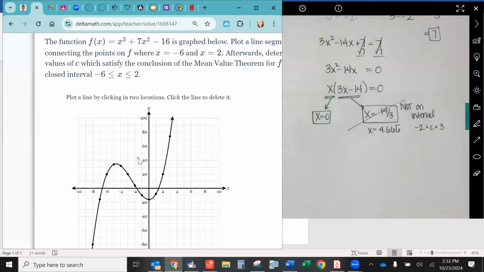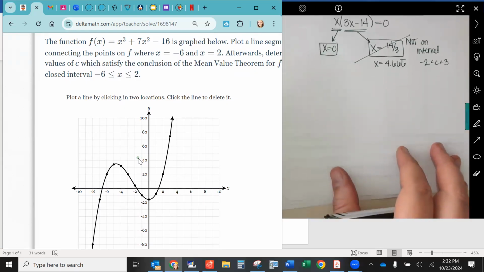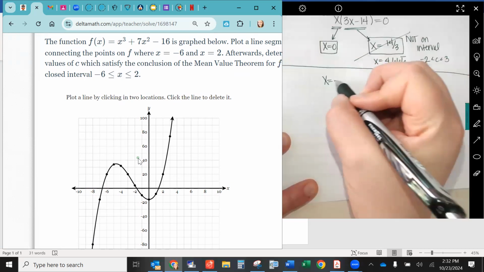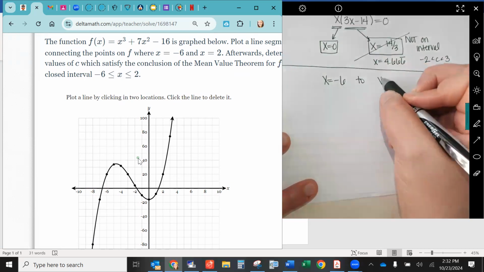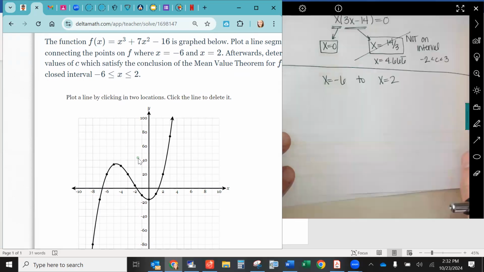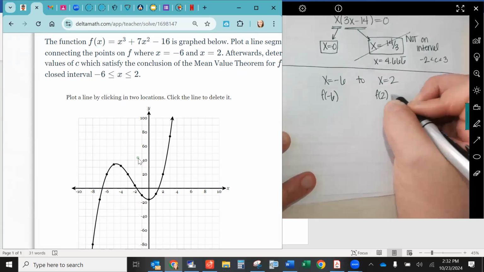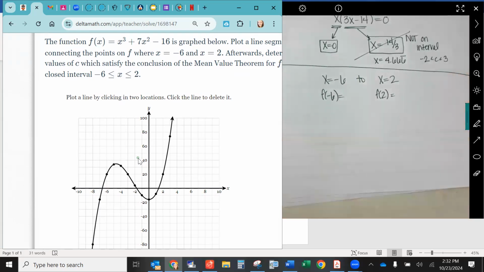Okay, so we have our equation. Go ahead and type it in. And then we're interested in finding the y values at -6 and at 2. Okay, x equals -6 to x equals 2. So let's find those.